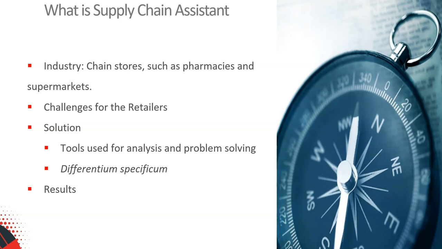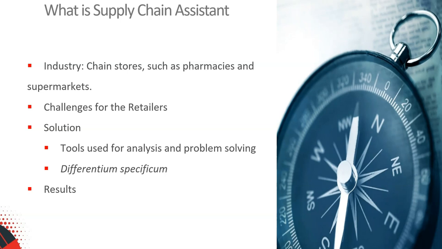Industry and background. Chain stores such as pharmacies and supermarkets. Challenges for the retailers. Every chain store has the need for automation and optimization of the replenishment process in their retail wholesale objects. Replenishment is supposed to be optimized so as to primarily reduce the number of missed sales. It is also of great importance to reduce the amount of excess goods in the storage, particularly if the expiry date is short or if the product takes up a lot of space in the storage.